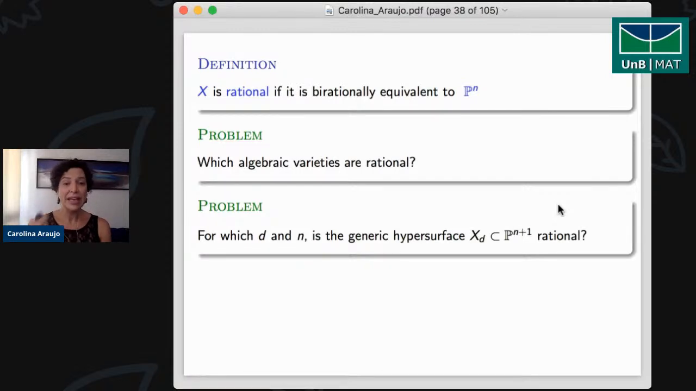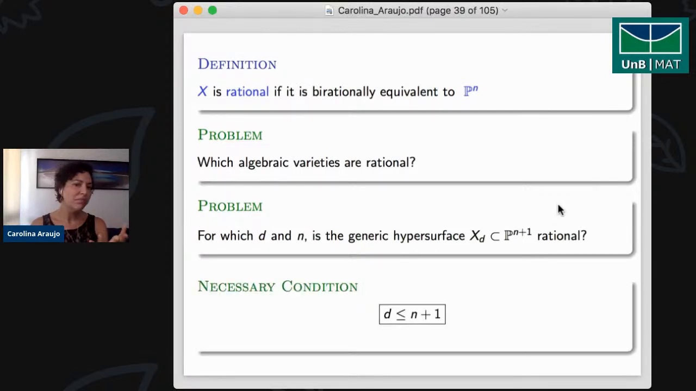There are some easy constraints. There is a necessary condition that is easy to prove, which is that for a hypersurface to be rational, its degree must be very low. It has to be at most n+1. This result is easy to obtain just by looking at top differential forms. In any case, if we want to find examples of rational hypersurfaces, we have to look at small degree.